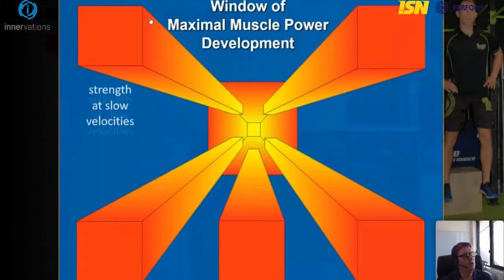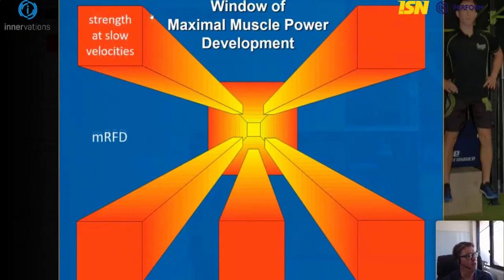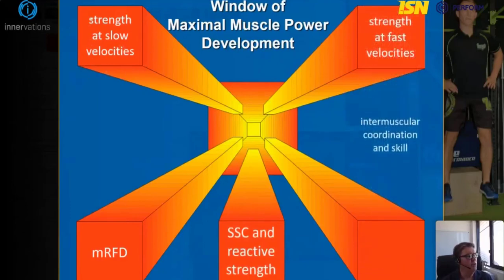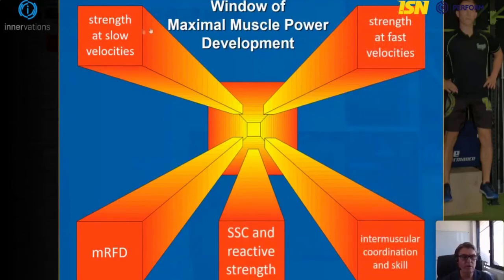So the window of maximal muscle power development, again, has several components to it. And certainly absolute strength at slow velocities is an important component here. But also strength at fast velocities, because most athletic performance is performed at speed.